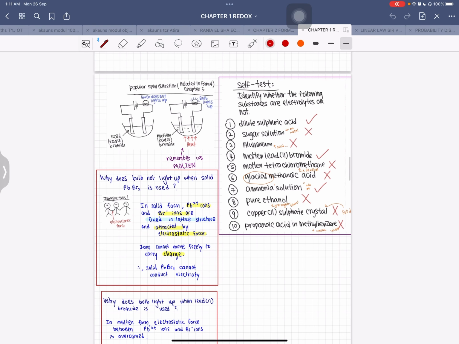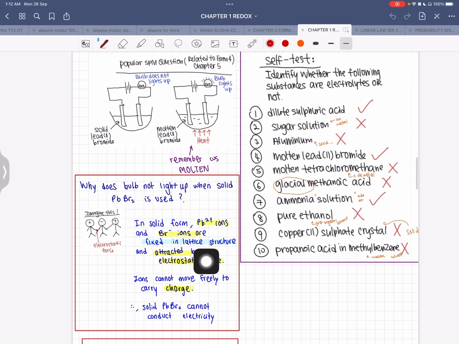Here's a popular SPM question. Now they'll ask, why does the bulb not light up when the solid lead bromide is used? When it's solid, you can answer it like this. When it's solid, the Pb2 plus lead ions and the bromide ions are fixed in a lattice structure, and they are attracted by strong electrostatic forces. Therefore, there are no free-moving ions to carry the charge.